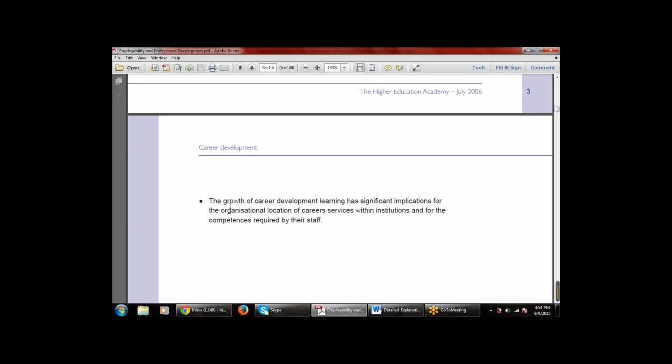Then the growth of career development learning is very important, as it has significance for the organizational location of career services. For example, some organizations also provide benefits to their employees in terms of postgraduation courses, self-study or distance learning courses, so that employees can grow and work better for their organization. That is career development learning. It is also a significant implication for the organizational location of career services within institutions and for the competences required of their staff.